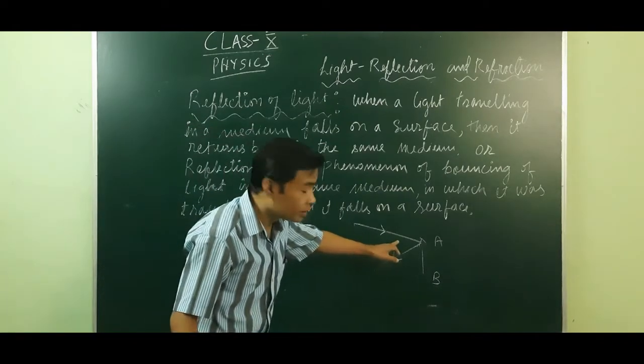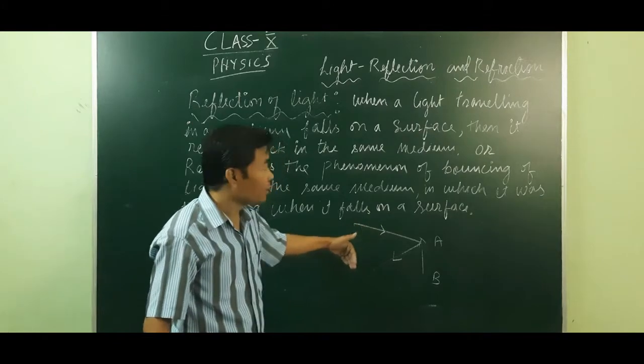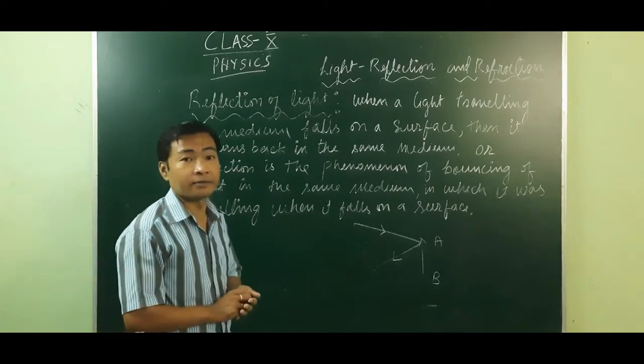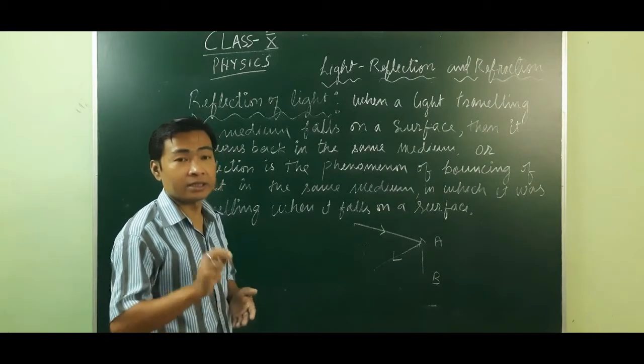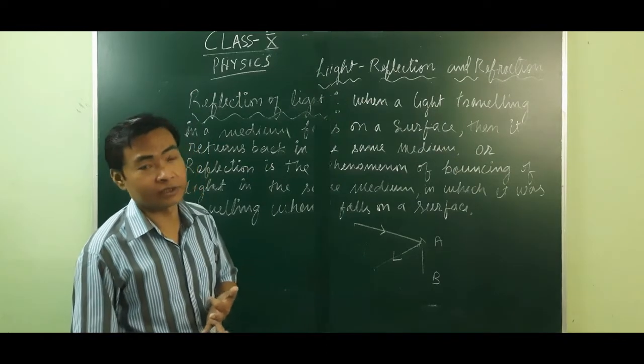So this phenomenon of bouncing back the light in the same medium where it came from is known as the reflection of light. So the simple answer we write is that define reflection. So in a simple way, the bouncing back of the light ray is known as reflection.